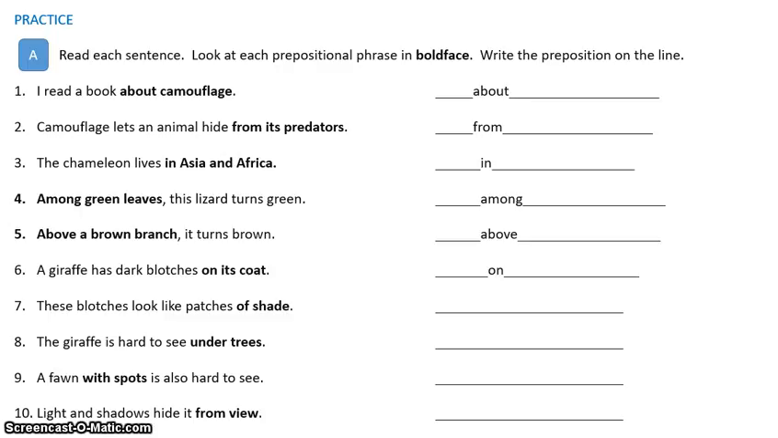Number 7, these blotches look like patches of shade. They've boldfaced of shade. So of shade is your prepositional phrase. All prepositional phrases begin with the preposition, so you should have written of. Number 8, the giraffe is hard to see under trees. Under trees is your prepositional phrase, and the word under is your preposition.